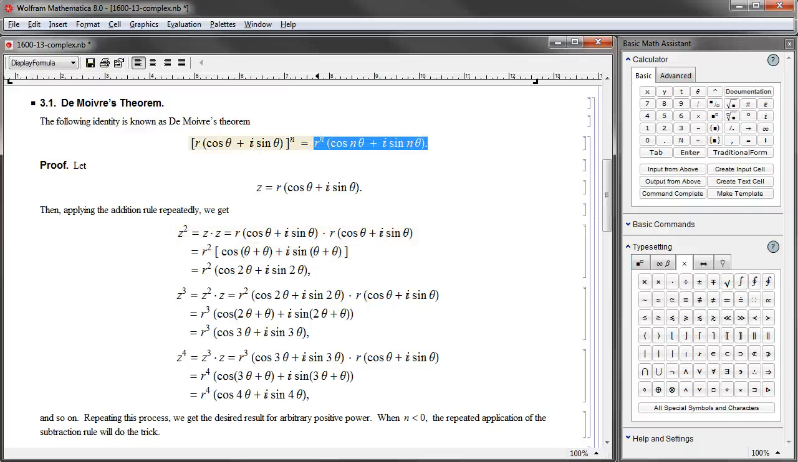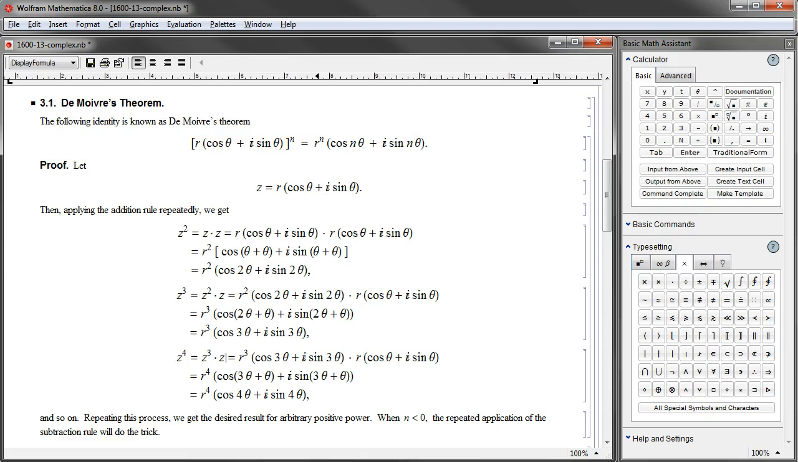Now repeat it. z cubed is z squared times z. z squared is this, as we just proved, and then we multiply another z. What do you get? r squared times r is r cubed. That part is the modulus. And then add up the angles, 2 theta plus theta, so the argument is 3 theta. We get the right hand side for n equals 3.